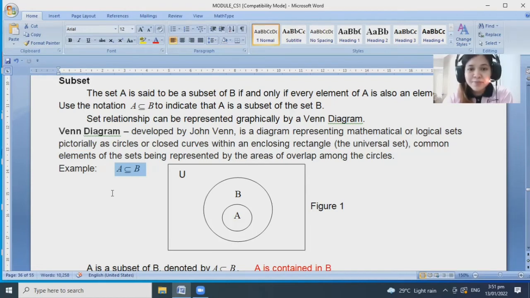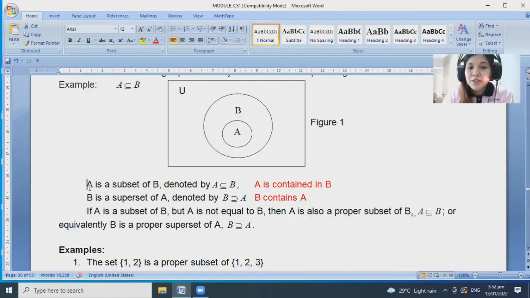I hope you understood. A is a subset of B, denoted by this symbol. Ayan, kung saan siya naka-open nga, yung parang Pac-Man na U na nakahiga, doon siya nakapaloob. So you read this also as A is contained in B. Then B is a superset of A, denoted by this symbol. So nakita ninyo, naka-open siya sa left. So kung saan siya naka-open, yun na mas malaki. So yung B yung mas pinapalooban. So B contains A. Yun daw, B na nakapaloob sa kanya si A.